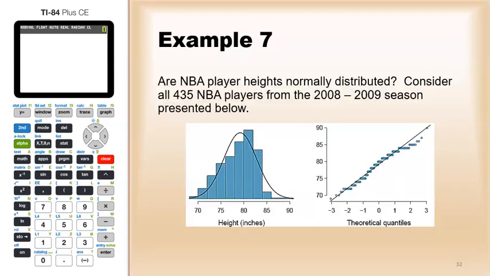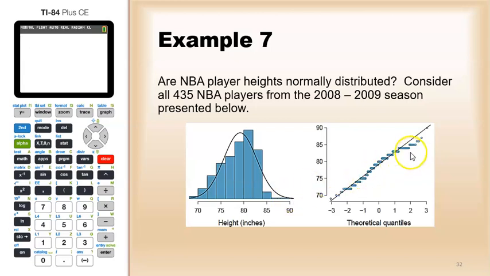Are NBA players' heights normally distributed? Well, let's consider all 435 NBA players from the 2008-2009 season as shown in these two graphs. Now, if it truly followed the normal distribution, you can see there's sort of a problem here. There should be more in this upper end of the tail. That's those who are heights 85 inches and above, which would be above 7 foot.